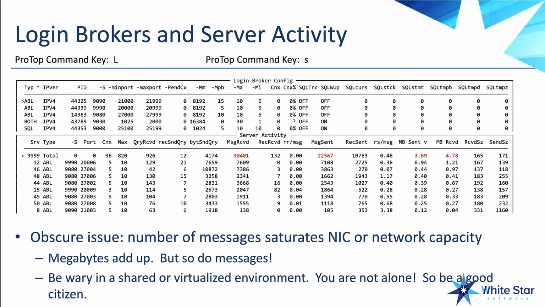One of the obscure issues that you might run into with client-server connections is that the number of messages can saturate the NIC just as easily as the number of megabytes does. So you need to be aware of both the volume in megabytes that you're sending across the link, as well as the number of messages, because the Progress client-server protocol is very chatty. And this is especially a problem if you're in any kind of a shared or a virtualized environment, because your usage may be just a fraction of what the entire usage on the network is. And when you start sending a lot of data, you're going to have a much bigger impact.